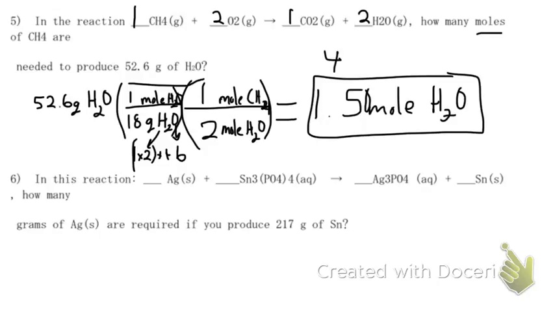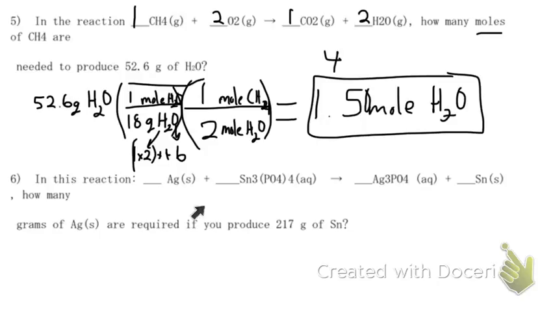Alright, last one is a grams to grams problem. We're going to have to do a couple grams to grams problems in our limiting reactant problem, which is below. So I'm going to skip this one. The gist of it is balancing the chemical equation. This one's a little tricky to balance, so I'm going to go ahead.